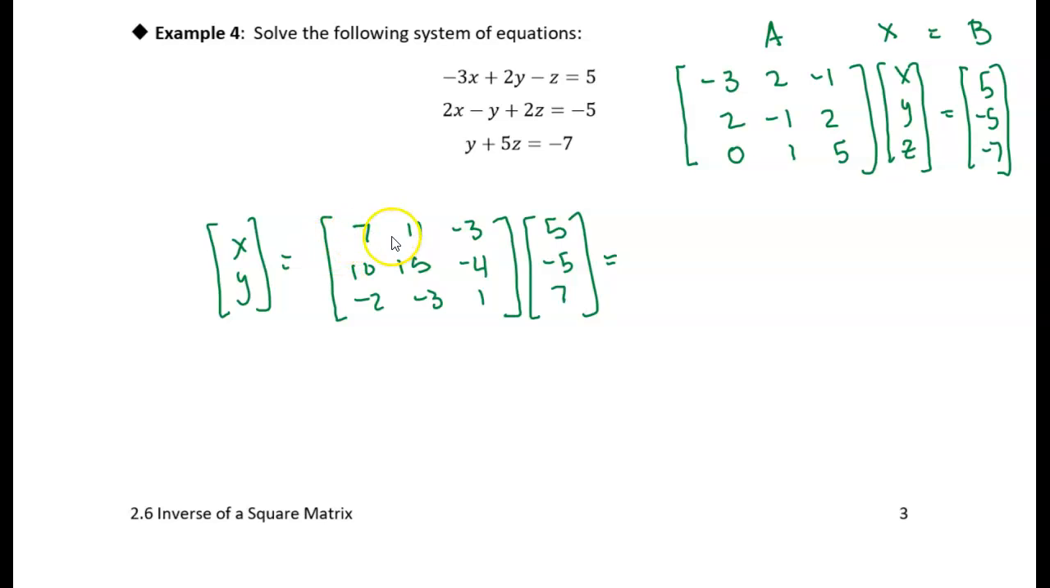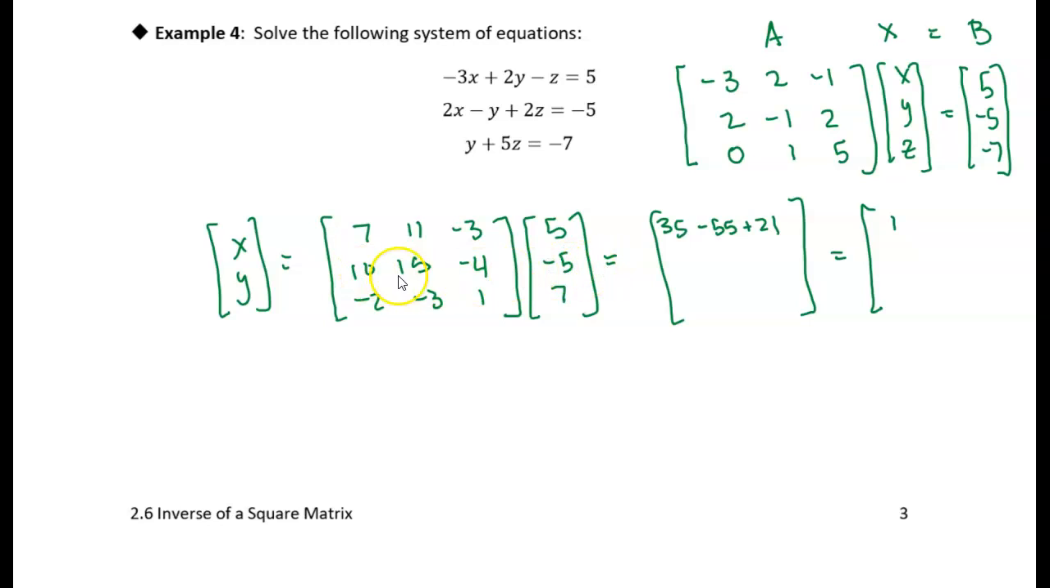All right, so 35 minus 55 minus 21. That's a lot of arithmetic. Here, I'll just write it out so you can see what I'm doing. 35 minus 55 plus 21. That would be the first element. And if I do that arithmetic, I get 1.